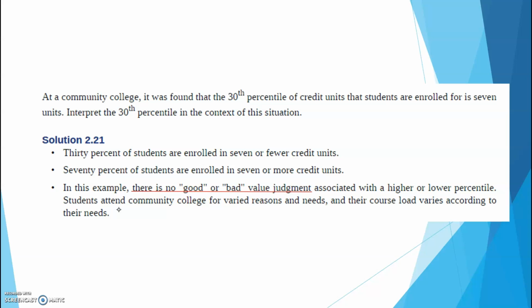And here, at a community college, it was found that the 30th percentile of credit units that students are enrolled in was 7. Okay, so 30%, coming from this 30th percentile, are enrolled in 7 or fewer. 70%, 100 minus 30, 70, are enrolled in 7 or more credit units. Here, it doesn't really matter how many credit units a student has, so there is no good or bad value judgment. So it's really just neither.